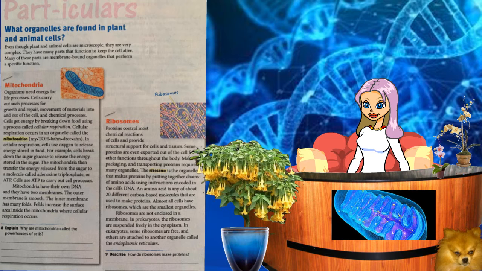Structure and function. Folds increase the surface area inside the mitochondria where cellular respiration takes place. Consider, the main idea to this selection is that mitochondria process sugars through cellular respiration and supply energy for the cell to use. Check your understanding. Can you explain why the mitochondria is called the powerhouse of cells?